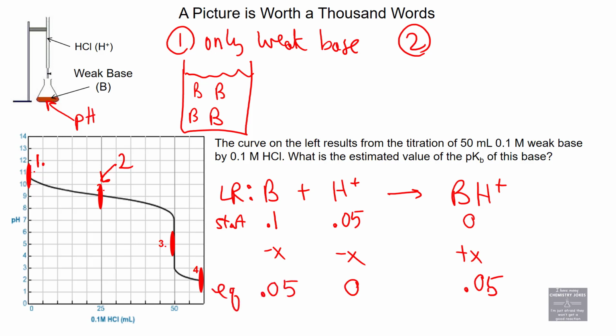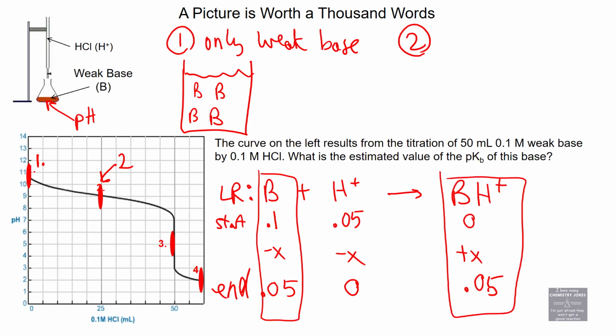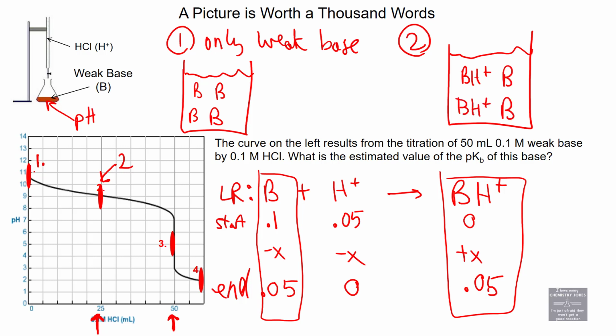I've got equal moles of base and acid present. Because it's halfway to my equivalence point, which is at 50 milliliters, at the halfway to my equivalence point, I've got equal moles of base and acid. At this specific point number 2, I've got BH plus, 2 of them, and B's, 2 of them. Half of my B's have reacted to become BH plus. Okay, that's situation number 2.